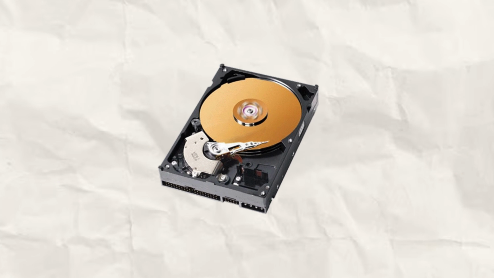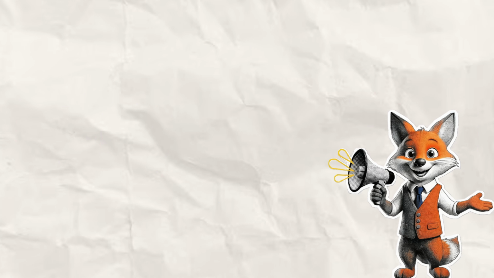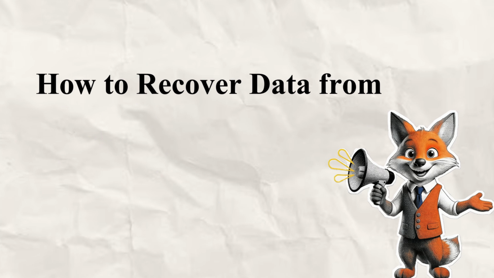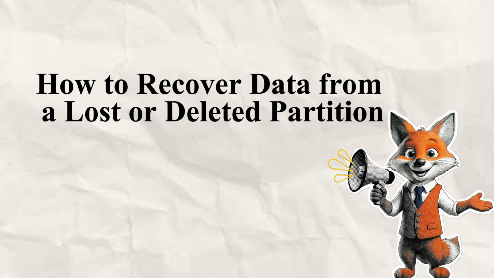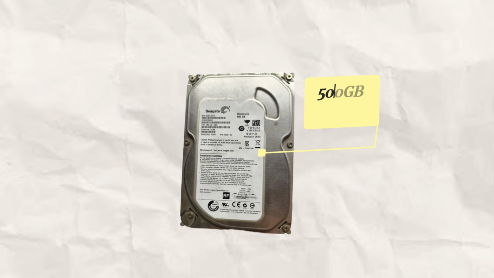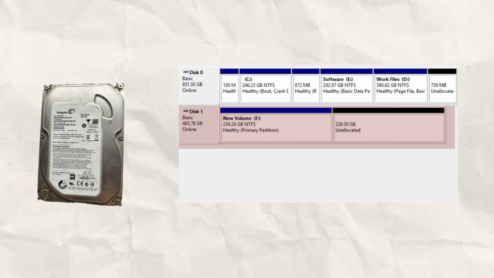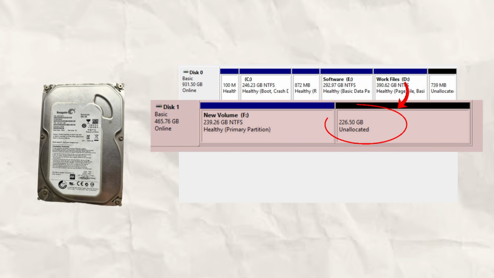That's why it's important to stop using the affected drive as soon as possible to avoid overwriting recoverable data. In this video, I'll show you how to recover data from a lost or deleted partition using RecoveryFox AI. For this test, I'm using a 500 GB NTFS hard drive. Originally, the drive was divided into two partitions. I then deleted one of them, turning it into unallocated space. We'll recover data from that lost partition and see what RecoveryFox AI can find.